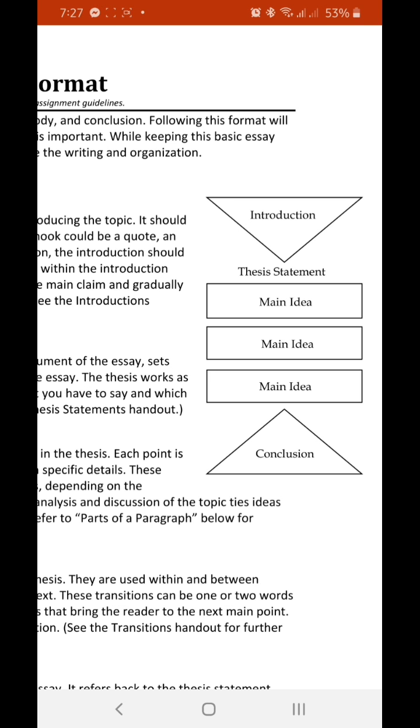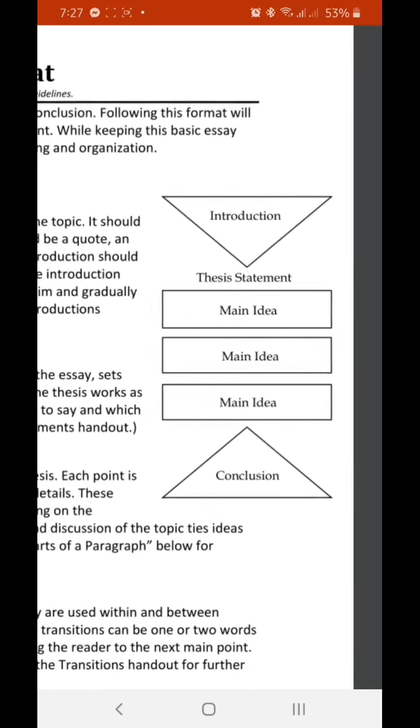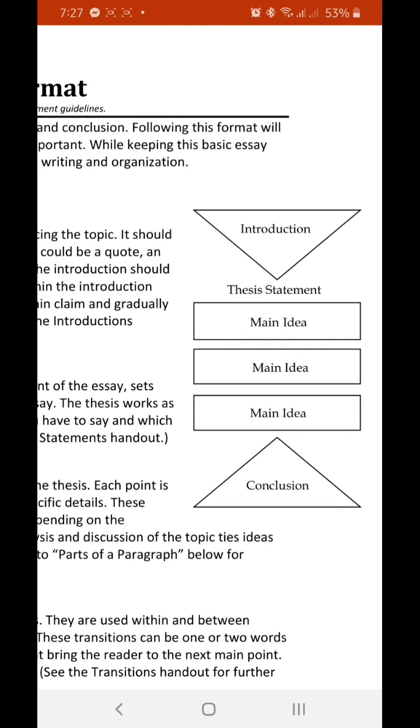clear, in a powerful way, powerful manner. It should be written in a powerful manner. And this will be the format. This is the format of the essay.